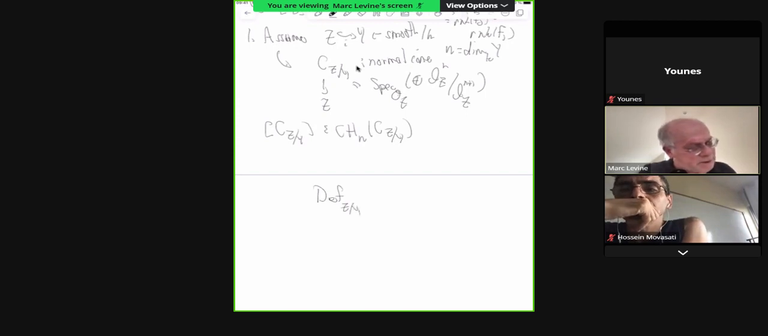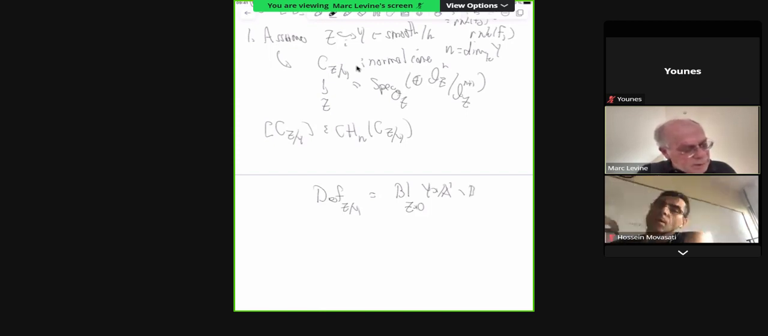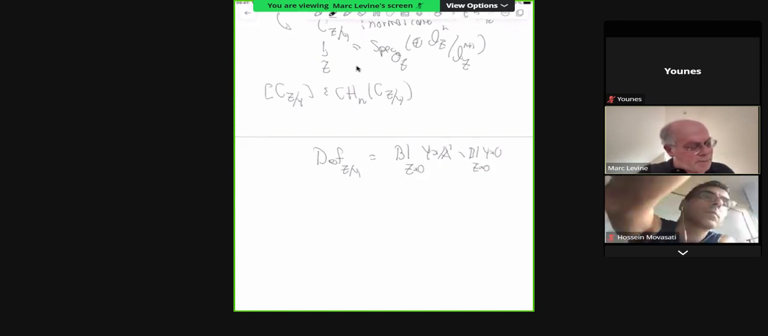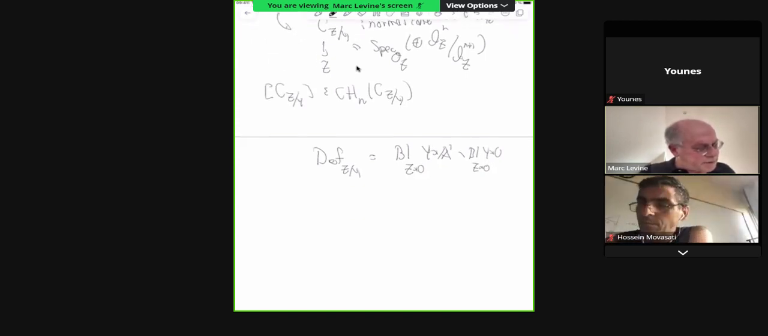So what is this deformation space? You just take the blow-up along Z cross 0 on Y cross A1, and then you remove the sort of uninteresting part, which is the blow-up of Y cross 0 along Z cross 0 in Y cross 0. So if you just take the blow-up, this thing of course maps to Y cross A1.